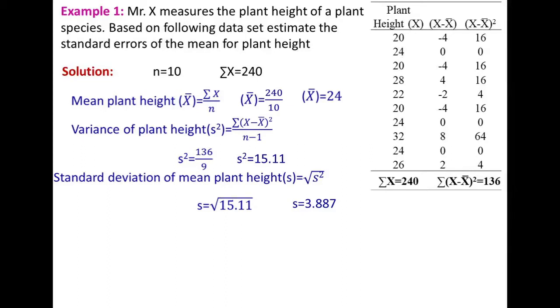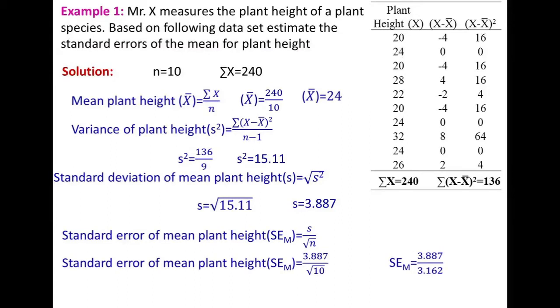Now finally we can calculate the standard error of the mean for the plant height by using the formula standard deviation divided by square root of n. By putting in all the values, we can calculate for this example that the standard error of mean plant height will be 1.2292. Or in other words, we can say that the mean of the sample is 24 and there are chances that 24 plus minus 1.2292 will be the population mean.